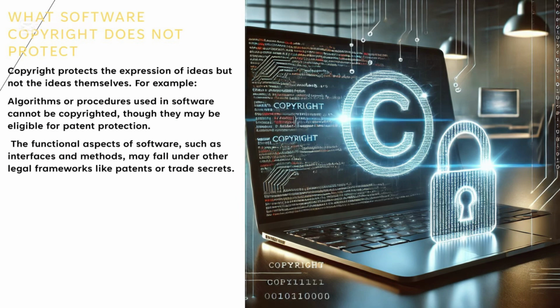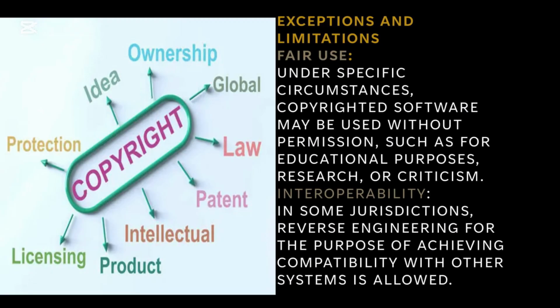Copyright protects the expression of ideas but not the ideas themselves. For example, algorithms or procedures used in software cannot be copyrighted, though they may be eligible for patent protection. The functional aspects of software, such as interfaces and methods, may fall under other legal frameworks like patents or trade secrets.